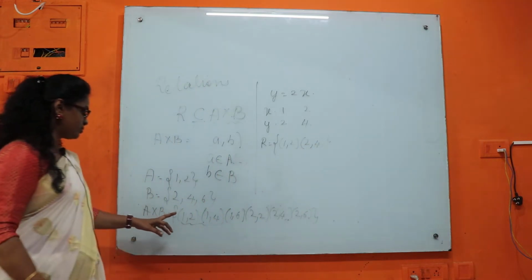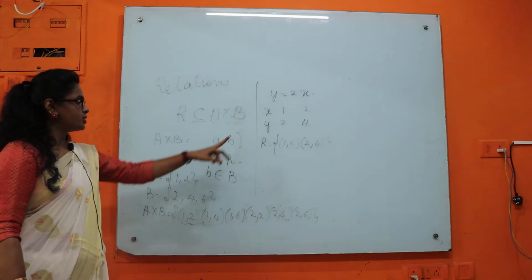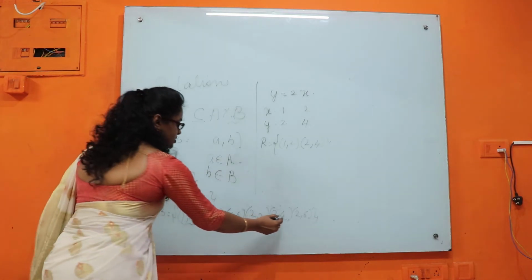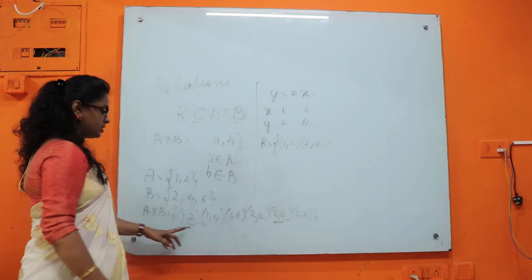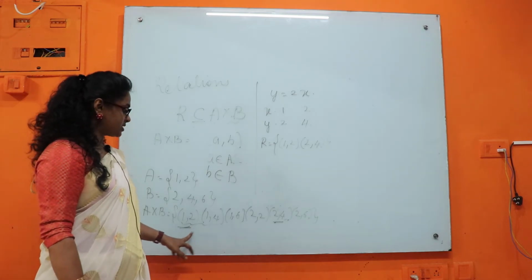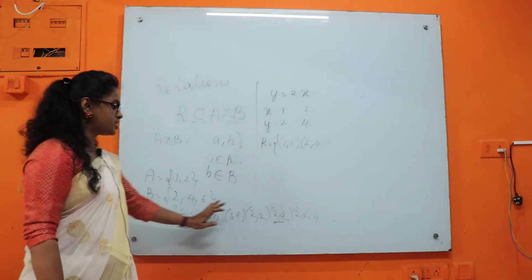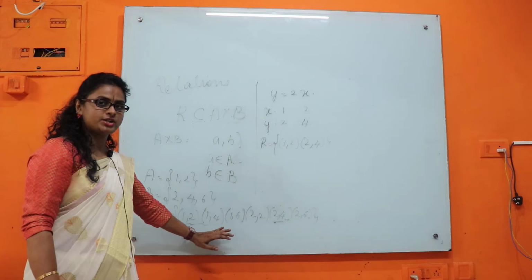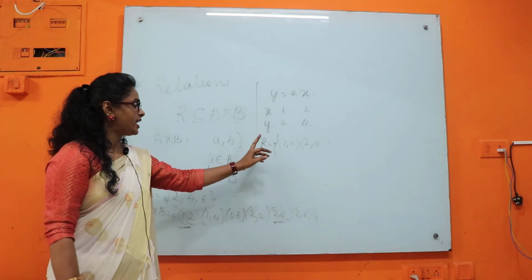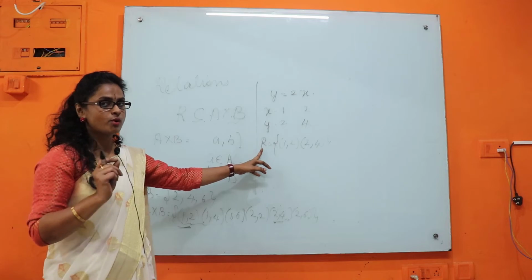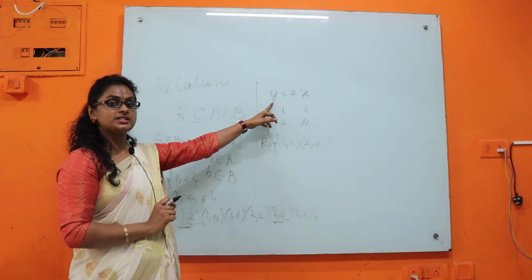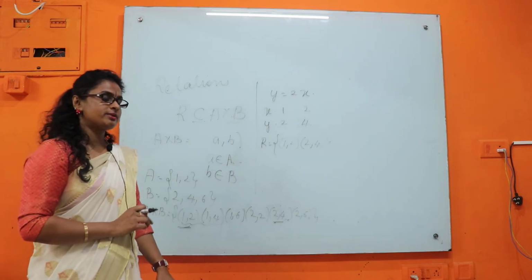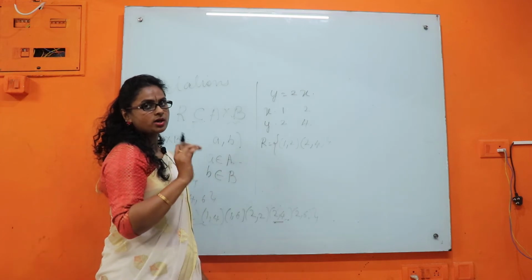Do we have (1, 2)? Yes, I have (1, 2). Do I have (2, 4)? Yes, I have (2, 4) also here. So these are the 2 elements. This is a part of the Cartesian product A cross B. When it is a subset or a part of the Cartesian product A cross B, then we call that a relation. So if you need to have a relation, obviously you need to have an expression, y equal to 2x.